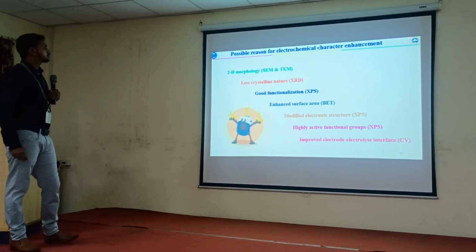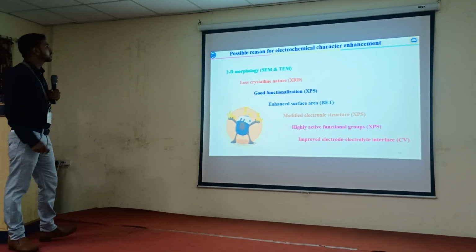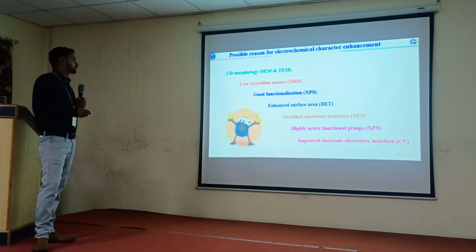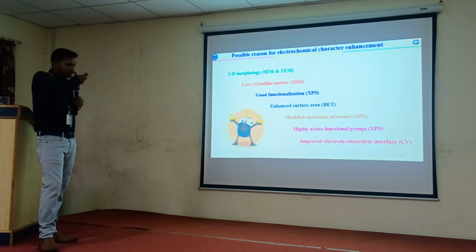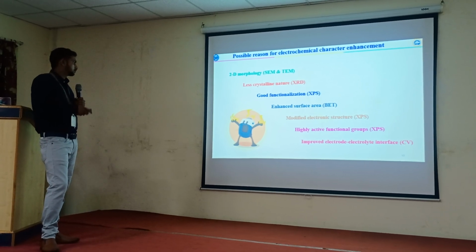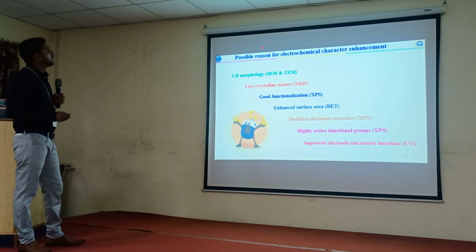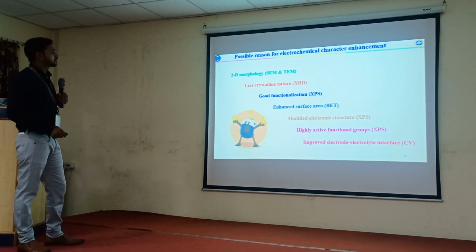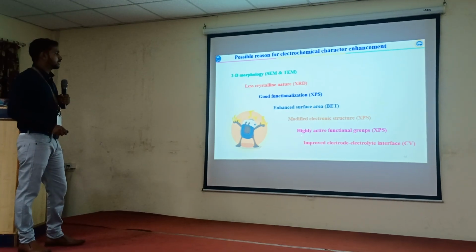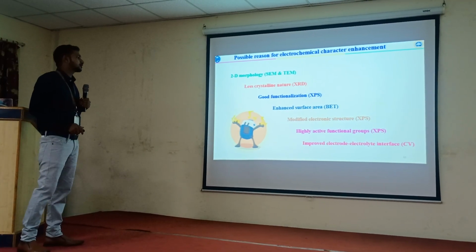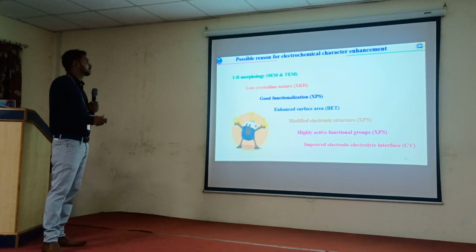And the possible reasons for the electrochemical enhancement in the nickel molybdate carbonate hybrid are listed here. It is achieved by the change in morphology from one dimensional to two dimensional, less crystalline nature, good functionality, enhanced surface area, modified electronic structure, highly active functional groups, and improved electrode-electrolyte interface with the presence of carbon dots.